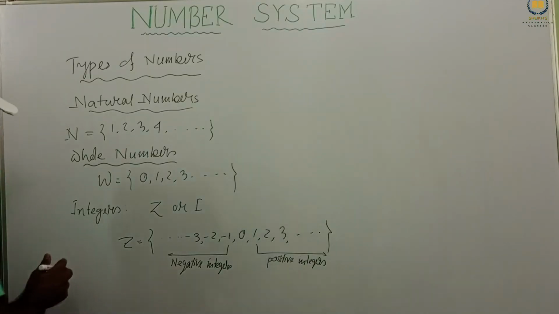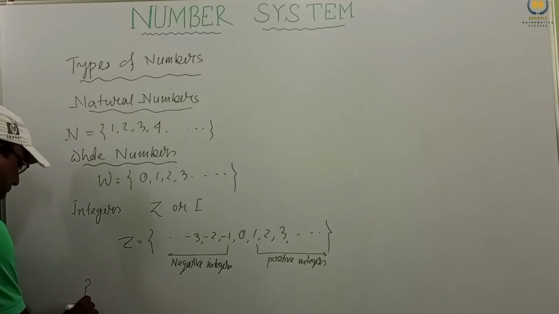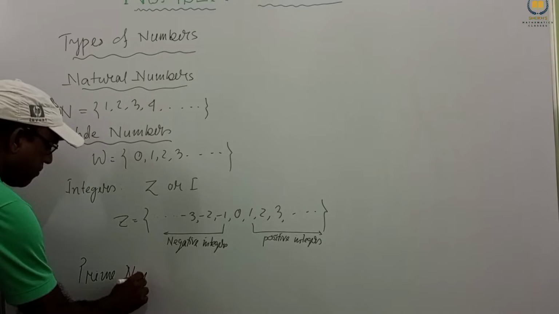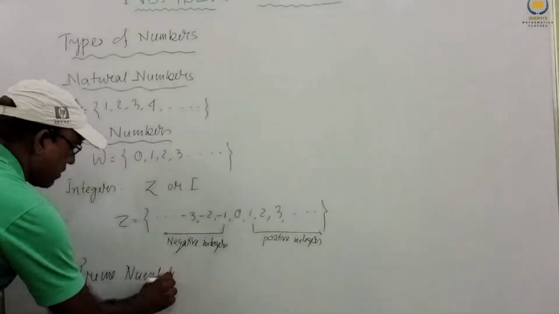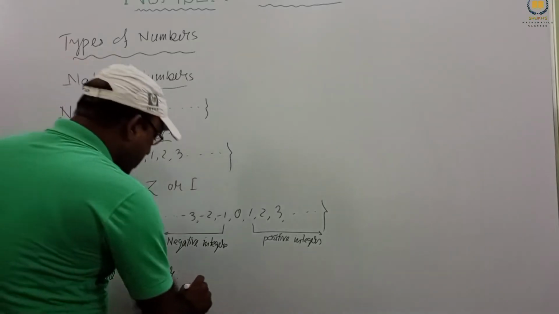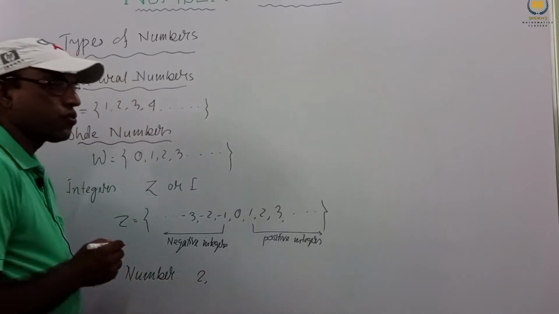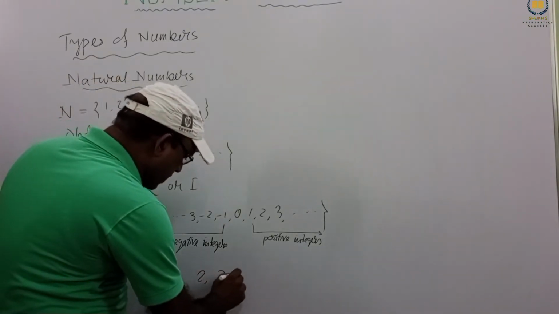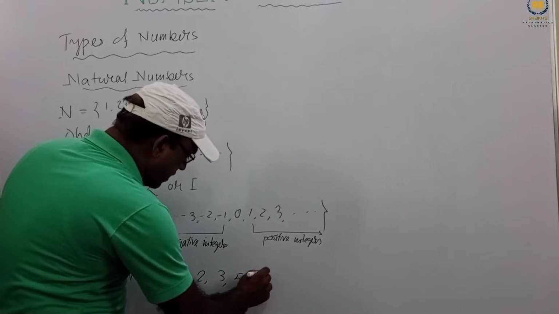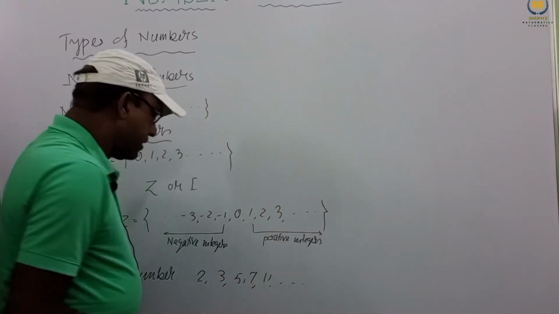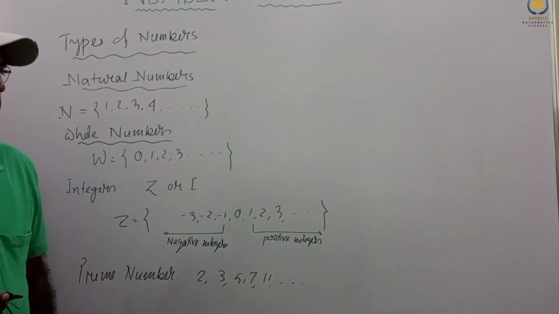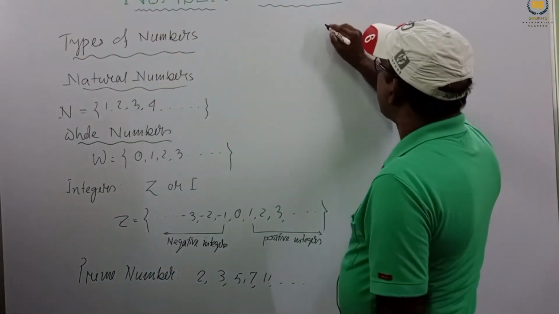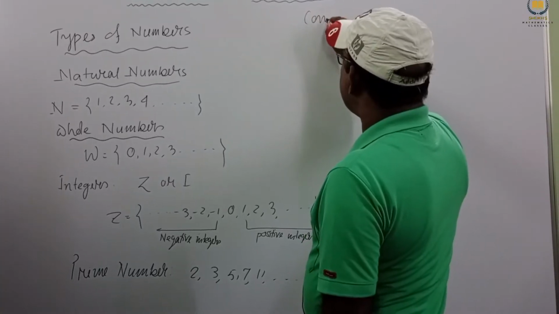Next we consider prime numbers. Prime numbers are the numbers which have only two factors, one and itself: 2, 3, 5, 7, 11, and so on. These are prime numbers.